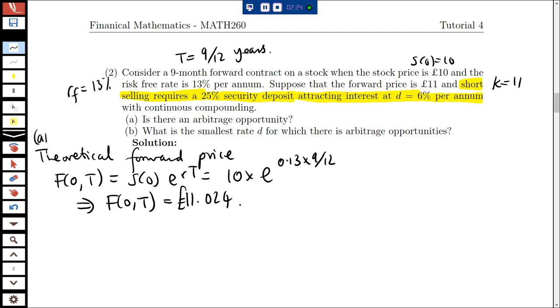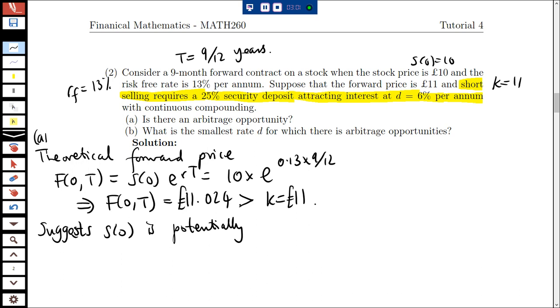Okay, so what does this tell us about the stock? Well, this is clearly bigger than 11 quid, what it should be. Okay, so the reason why it's so big is because S0 is a little high. So this suggests that the share price today is potentially overpriced. So this suggests that S0 is potentially overpriced.